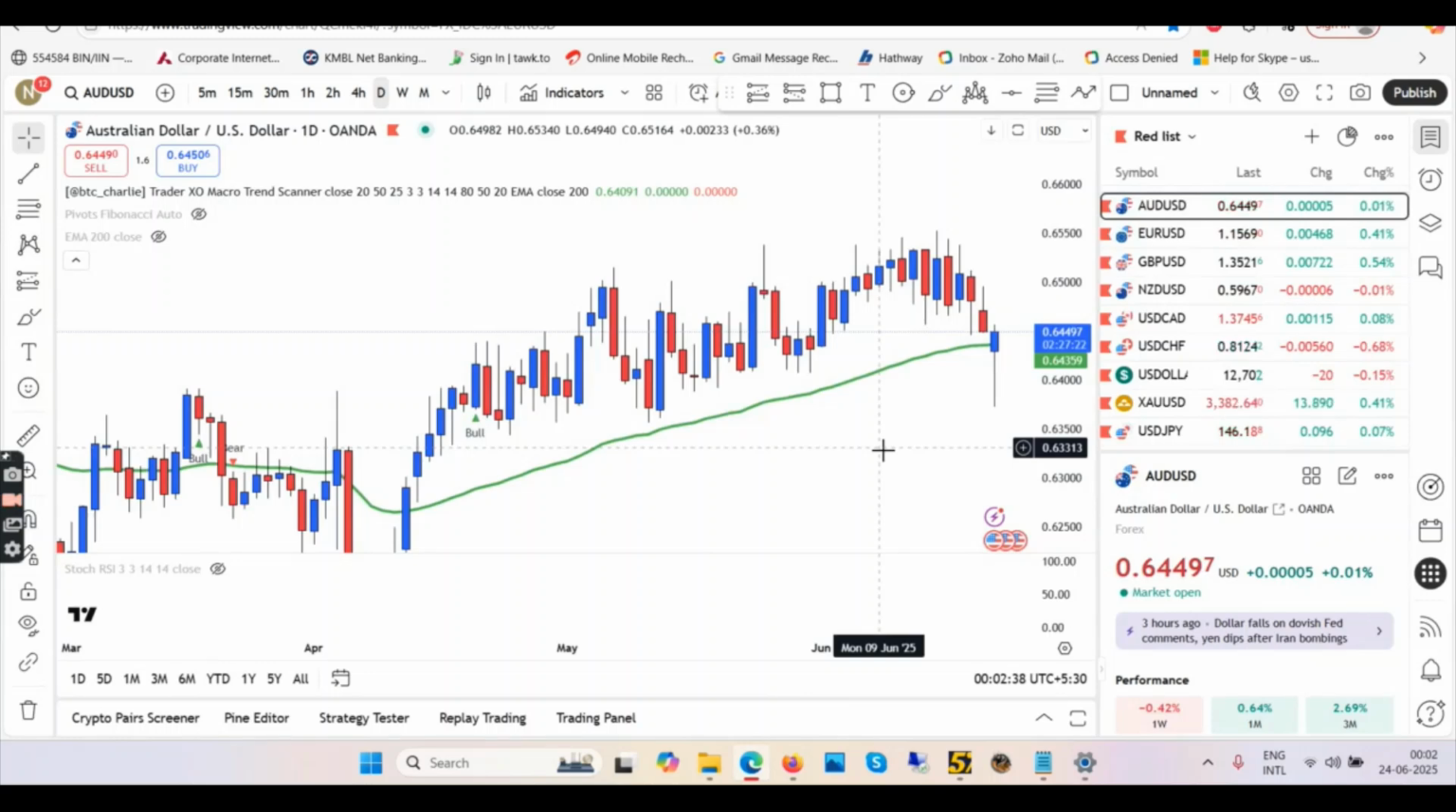Coming back to the chart here. As I said, you can use this analysis for NZDUSD as well, because I don't make separate videos for NZDUSD. So starting the top down approach with weekly time frame.